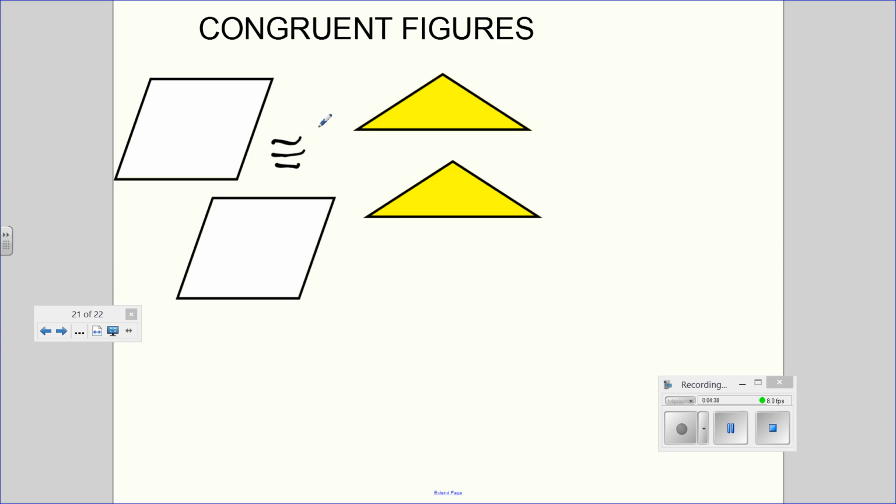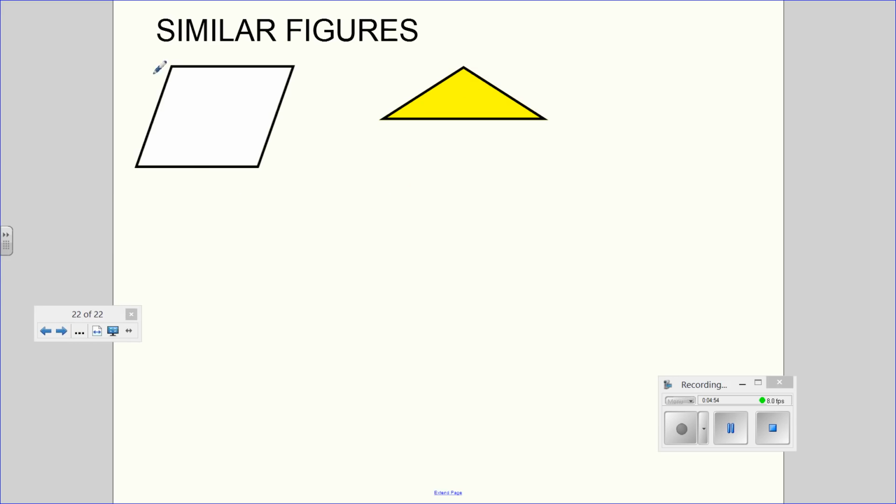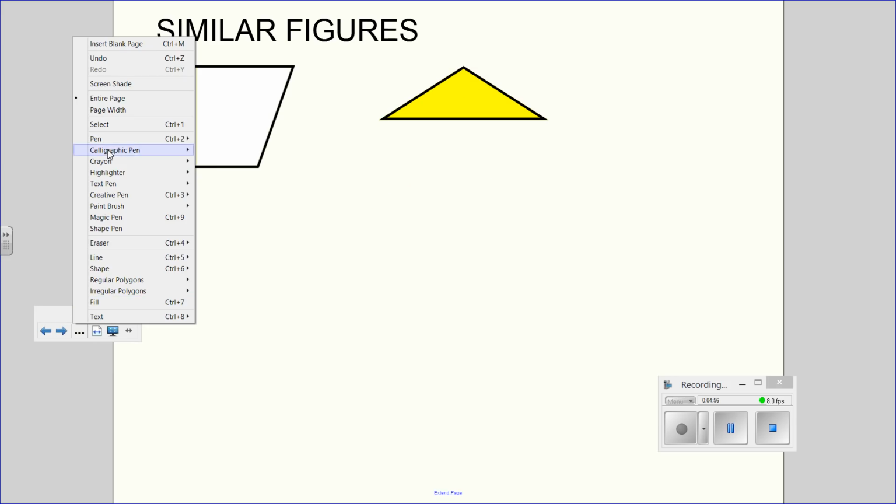So obviously this little pale yellow parallelogram is congruent to that one, and this bright yellow triangle, which appears to be an obtuse isosceles triangle, is perfectly congruent to that one. Let's use those exact same examples, but let's talk about similar figures.